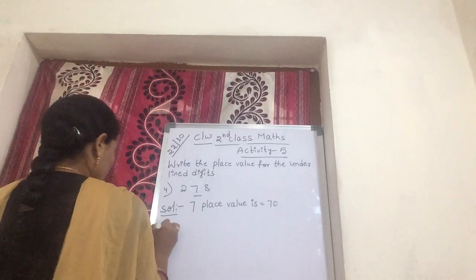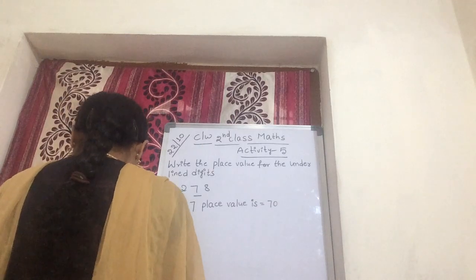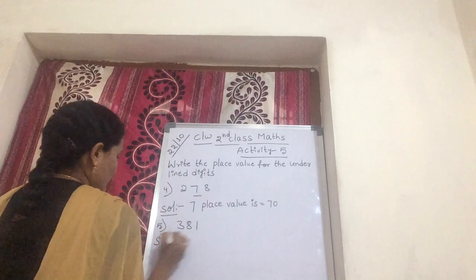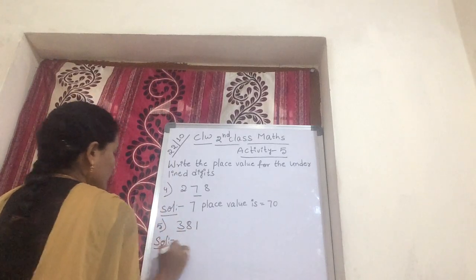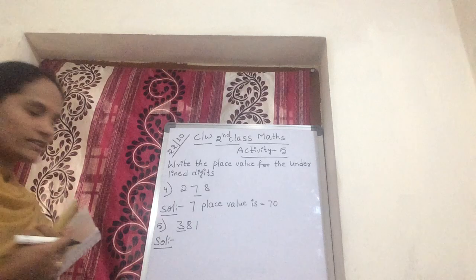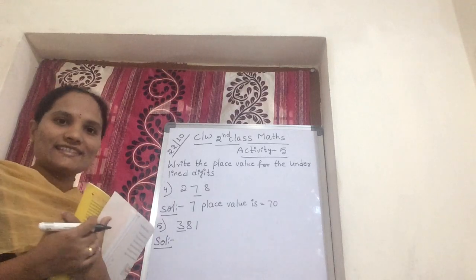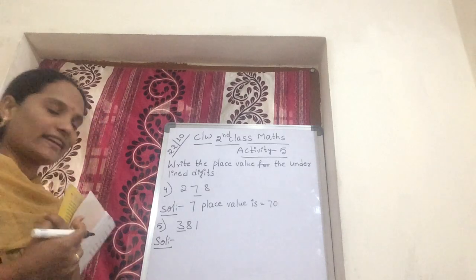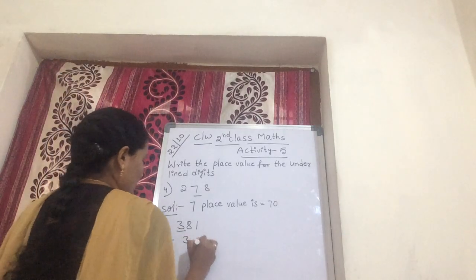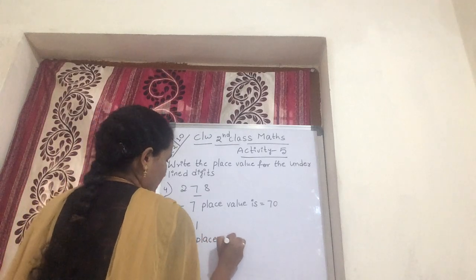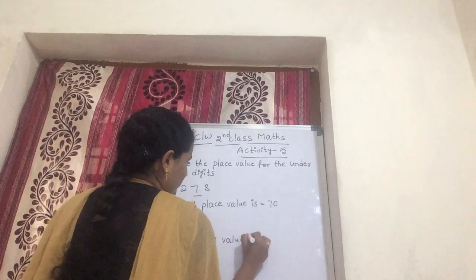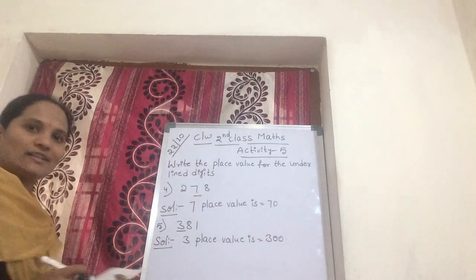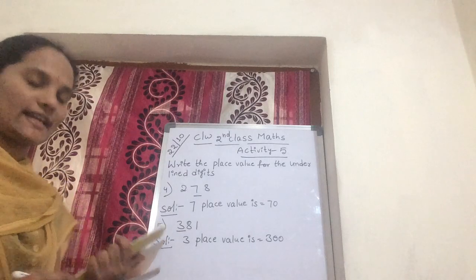Next, 381. Where is it underlined? 3. 3 is in the hundreds place. So what is the place value of 3? 300. Okay, children, got it? Please copy it in your classwork.